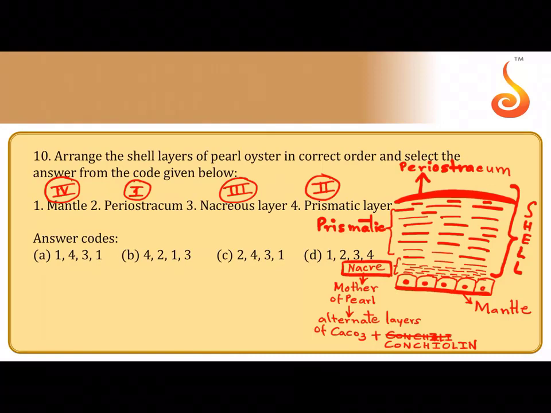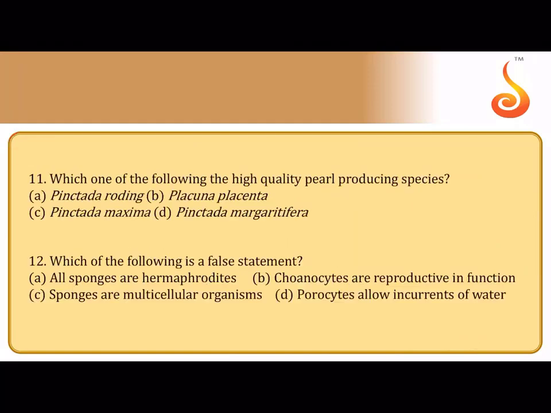So the correct answer would be the first one, outermost is periostracum, prismatic, nacreous, and mantle. It would be the third option, the correct arrangement of the layers in the shell of a pearl oyster. Which one of the following is a high quality pearl producing species? It is Pinctada margaritifera. So very important. Pinctada margaritifera is the one that produces an enormous number of pearls. So it is option D.